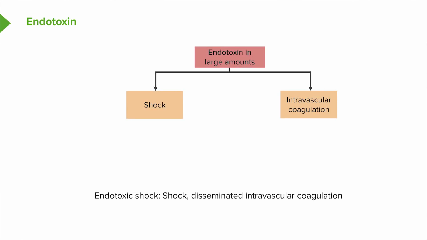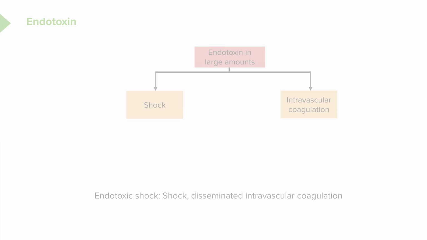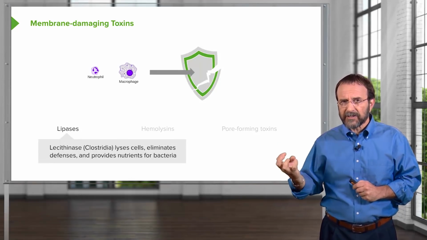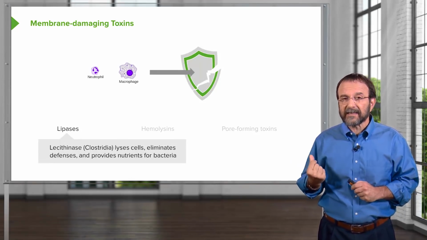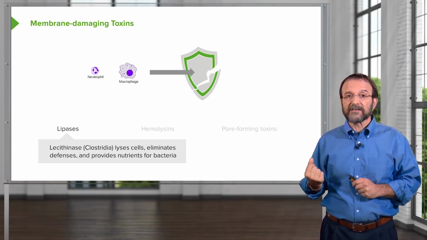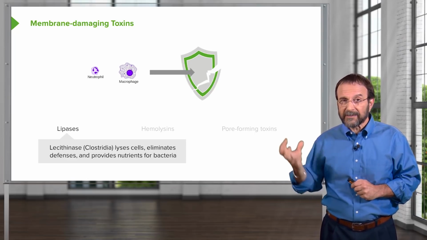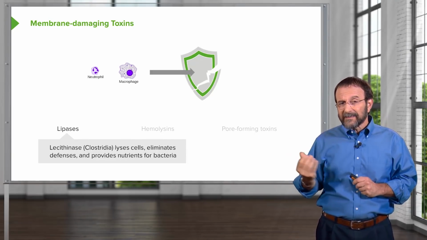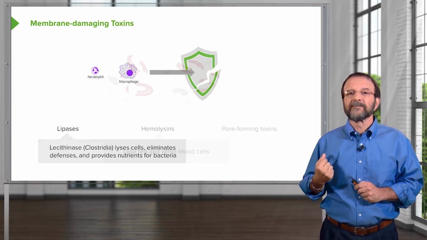Now, in contrast, at very high levels of endotoxin, it often can result in shock, fluid loss, for example, caused by too many cytokines, and disseminated intravascular clotting or coagulation. There are other membrane-damaging toxins as well, lipases, for example, enzymes that digest lipids. An example is the lecithinase from Clostridial species. This enzyme can lyse cells and eliminate defenses and provides nutrients for bacteria. These are bacterial toxins lysing eukaryotic cells to avoid defenses, and the lysed cells produce nutrients for the bacteria.